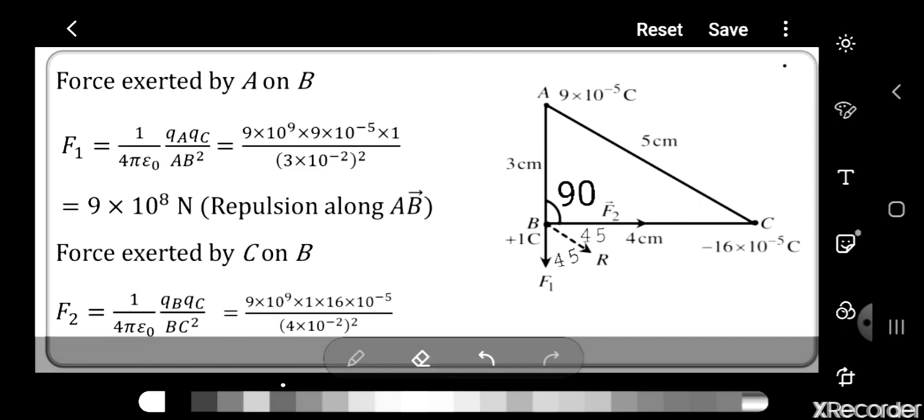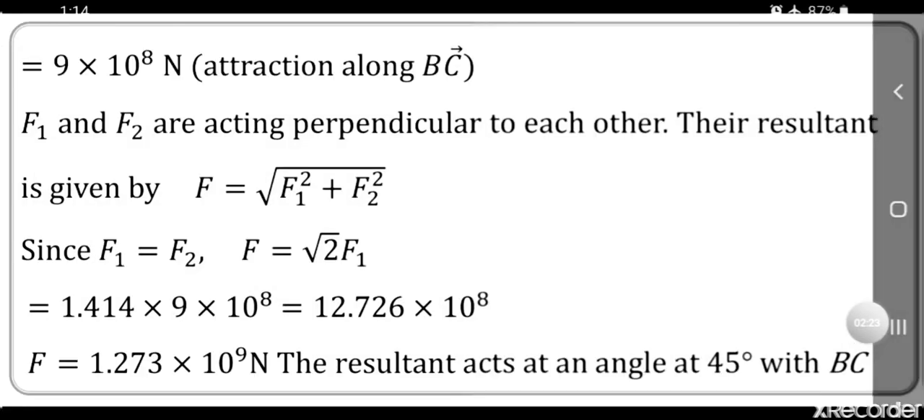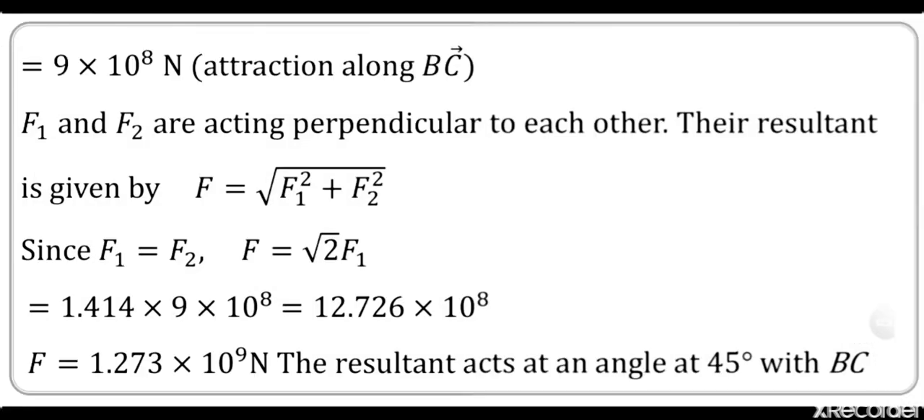Next, the force exerted by C on B, because we have to find the resultant force and the direction at the point B. So take the next force F2 between B and C. Substitute the charge at B and charge at C, and the distance between them is 4 centimeter, converted to 4 into 10 power minus 2, whole square. So we got the F2 value also as 9 into 10 power 8 Newton, and it is an attractive force.